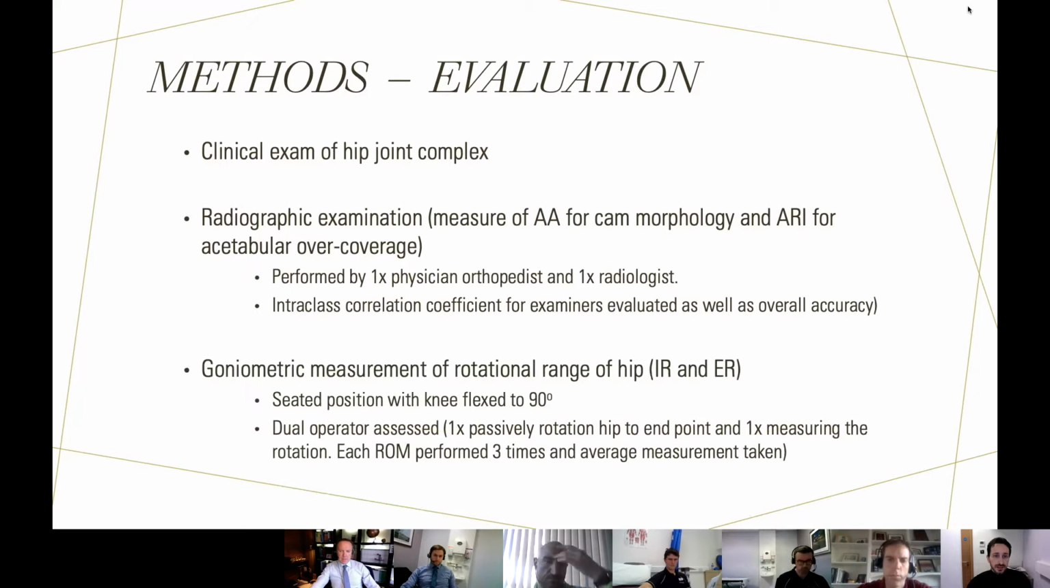Finally, they evaluated the rotational range of the hip, in particular internal and external rotation, and they've done this using a goniometer. This was performed with the participant in the seated position with the knees flexed 90 degrees, and it was dual operator assessed. It was two operators, one operator passively rotating the hip to the end point, and one operator measuring the actual rotation of the hip. Each measurement was performed 3 times, and the average measurement was taken.